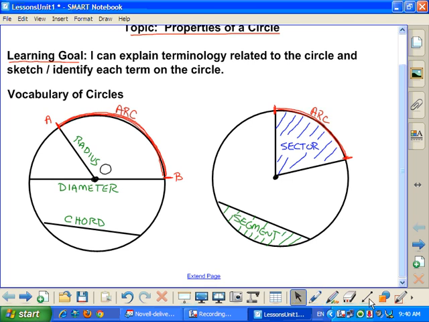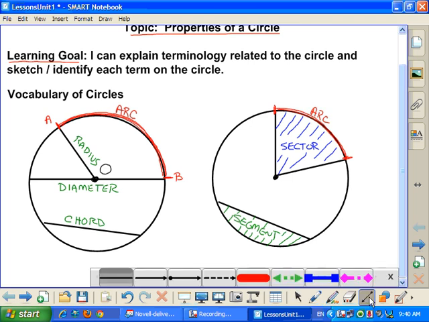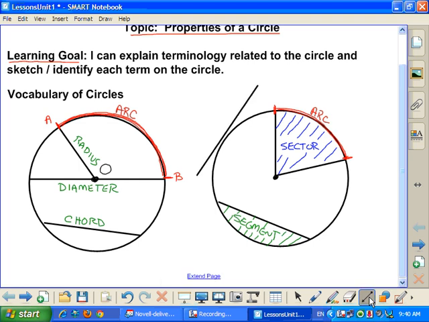And last thing I want to do, if we have a line that touches our circle but doesn't go inside it, so we have a line that just touches, we'll say it's touching right that point there, but continues on, we call that a tangent line. So it just touches the edge of the circle. All right.